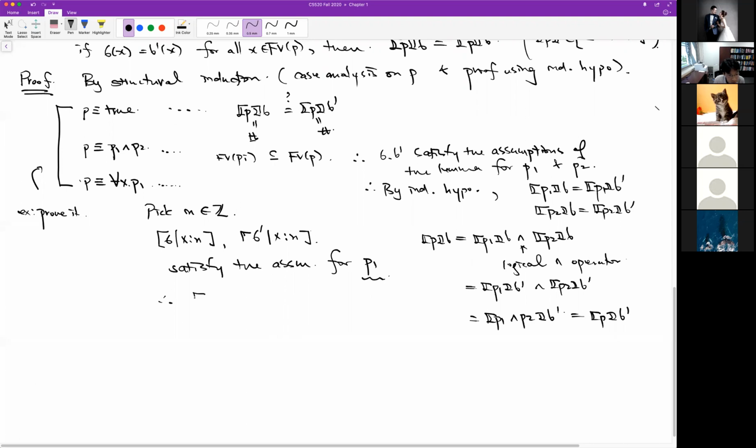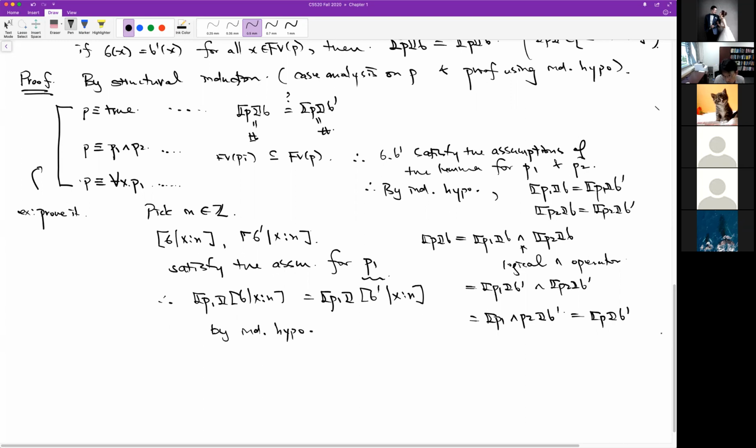Therefore, what we know is that for any integer n that we pick, P1 under sigma with x bound to n has the same value as P1 under sigma prime with x bound to n, by the induction hypothesis.